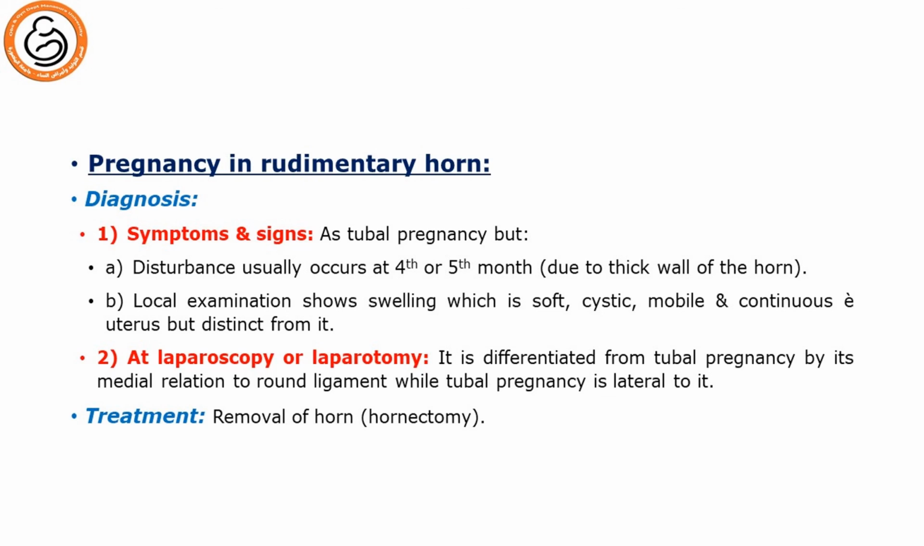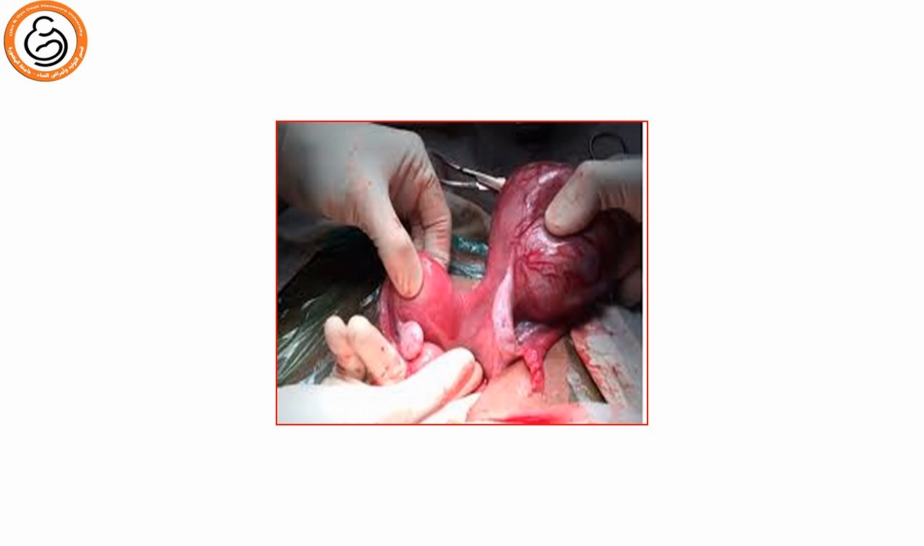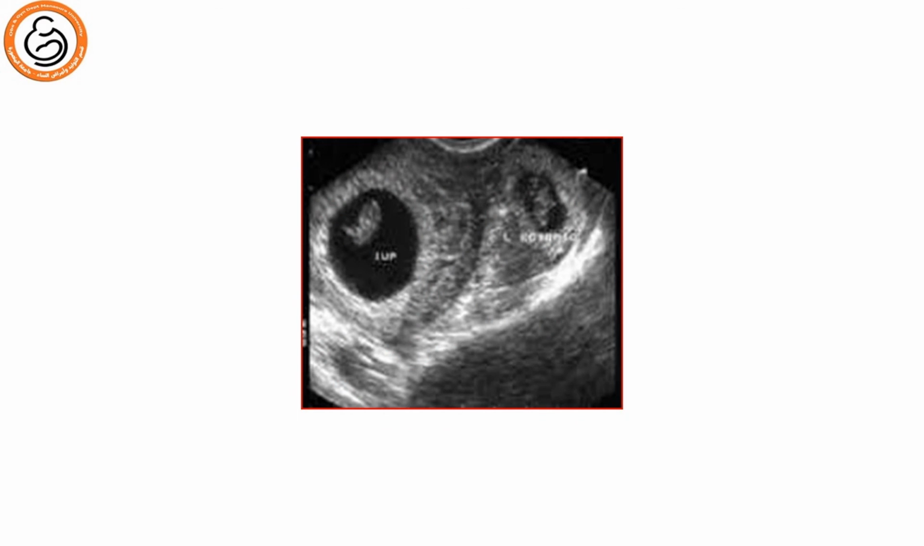Treatment: we do hornectomy, which is removal of the affected horn. This is a photo of pregnancy in a rudimentary horn. We do removal of such an affected horn. Ultrasound showing an intrauterine pregnancy and another pregnancy in the rudimentary horn.